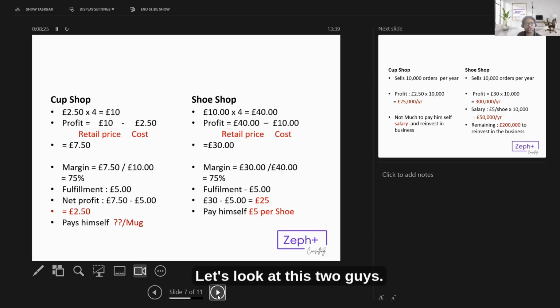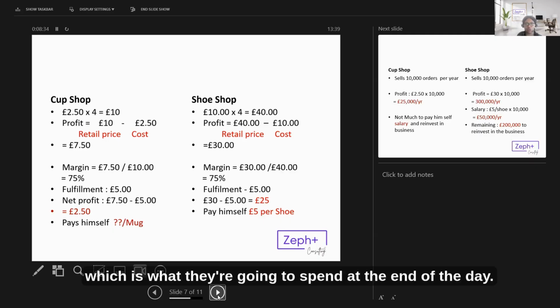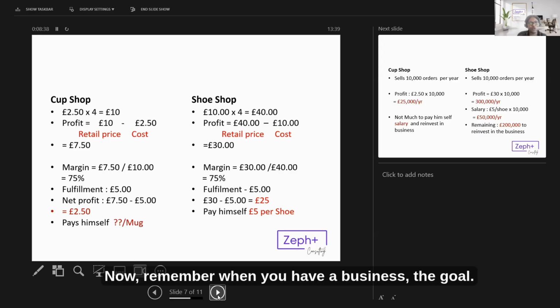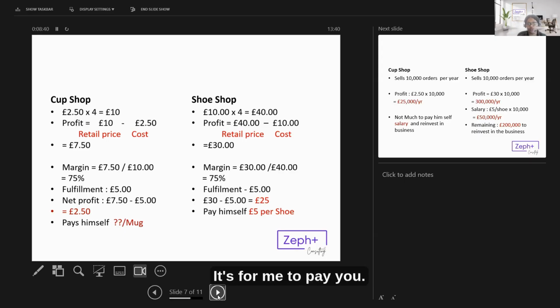Let's look at these two guys. Both of them are making a 75% margin, but look at what it actually shows in real money, which is what they're going to spend at the end of the day. Now, remember, when you have a business, the goal is for it to pay you.